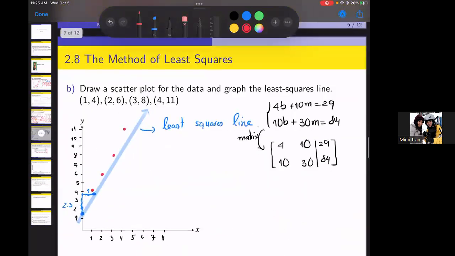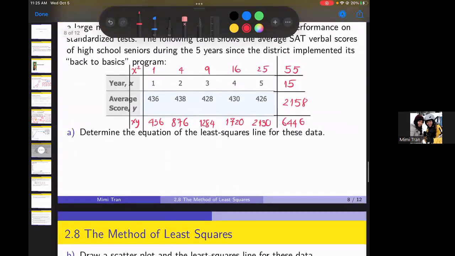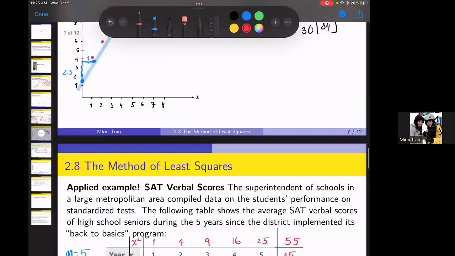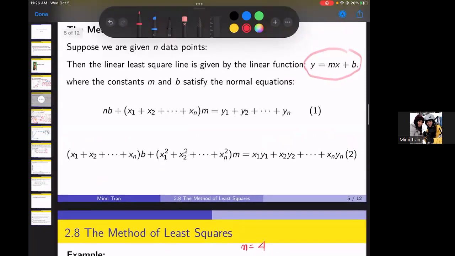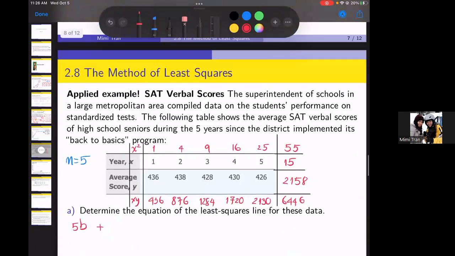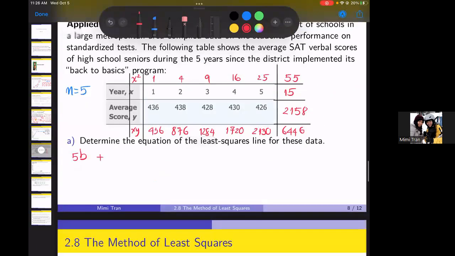Well, how many data points do I have? 5, right? So n equals 5. So 5b plus what is that? The sum of x and m and the sum of y. So sum of x is 15m. Sum of y is 2158.